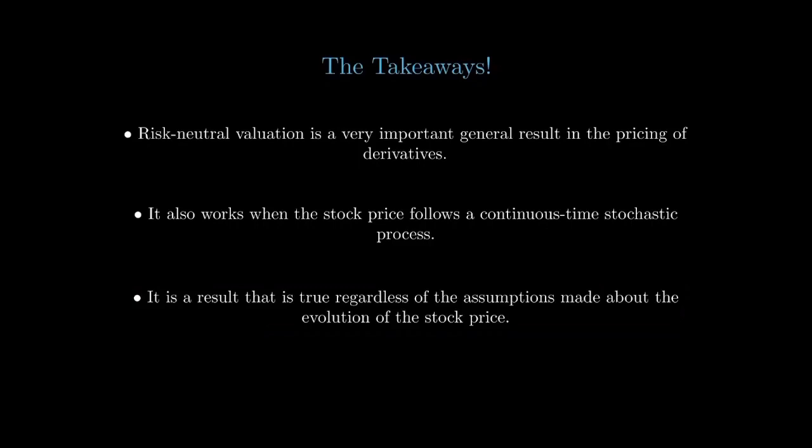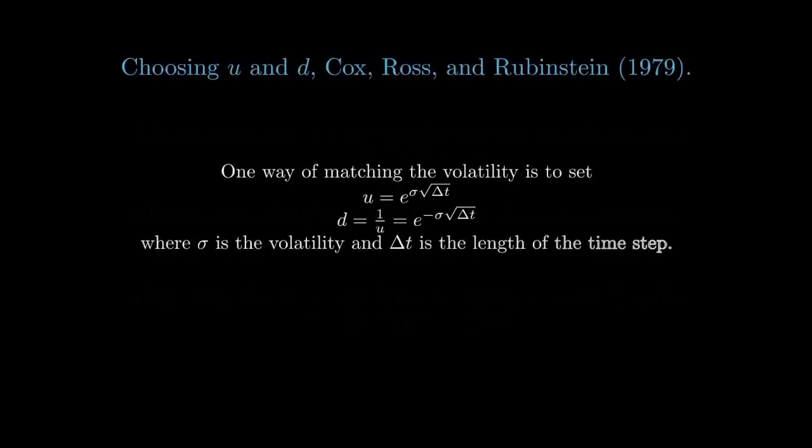But how do we choose U and D in this calculation? One way of matching the volatility is to set U equal to e to the power of sigma times the square root of delta t. This is a theory of Cox, Ross, and Rubinstein in 1979.